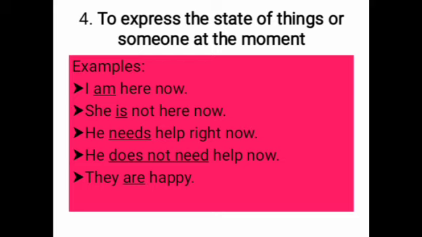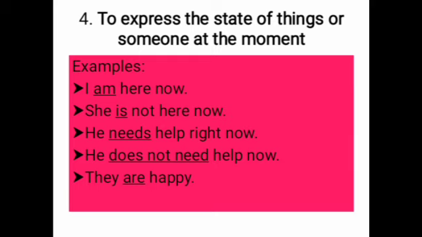Number 2. She is not here now. What's the verb? Is. And it's in the simple present tense. Alright. The next one. He needs help right now. What's the verb? Needs. And it's in the simple present tense because that's the state. His state right now. He needs.